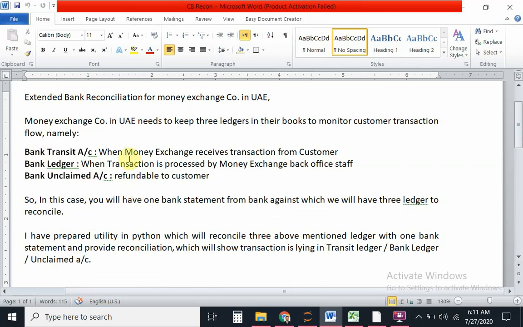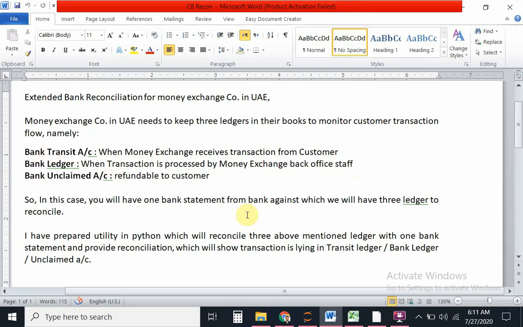In the bank transit account, when the money exchange receives the money from the customer, this money is parked in the bank transit account. In the bank ledger, when the money is processed, the amount is moved to this account. And for the unclaimed fund, when the amount is received back from the bank and we have not paid it to the customer, it is lying in the bank unclaimed fund.